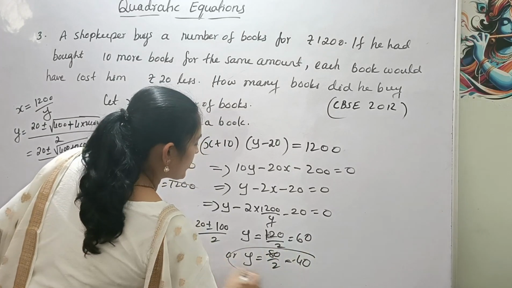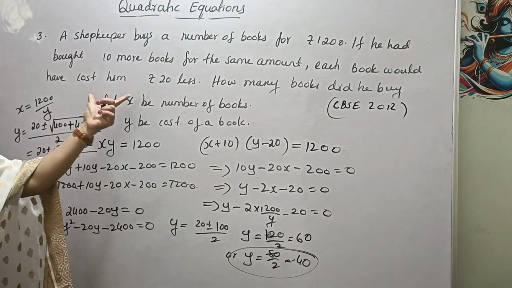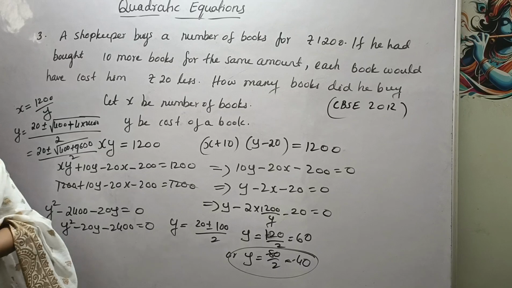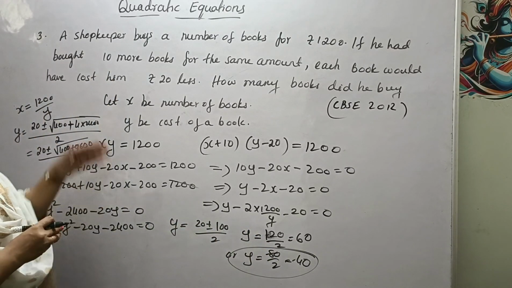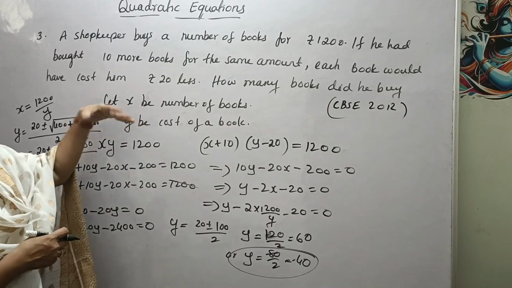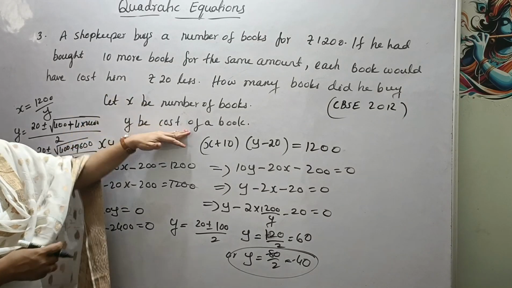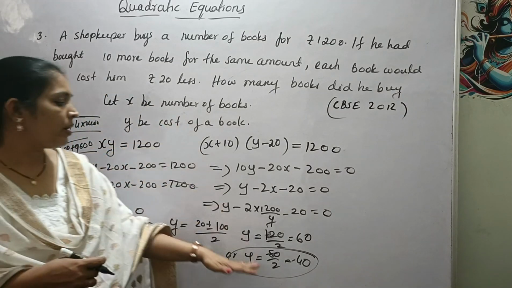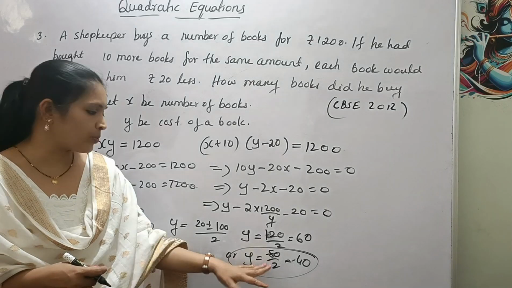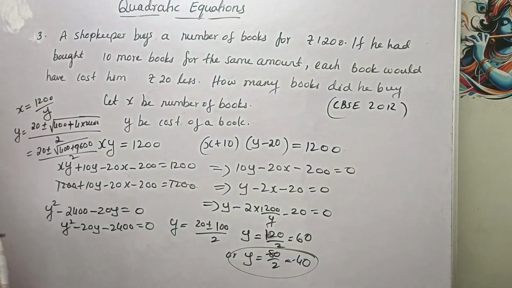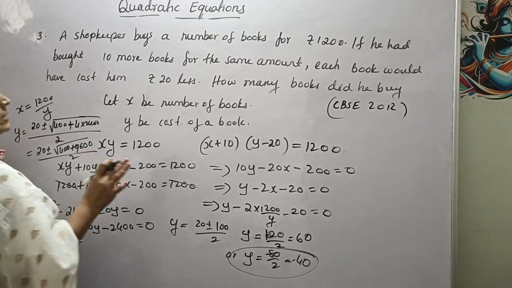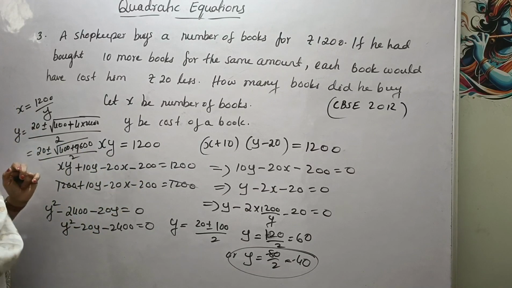Right? So it is not possible, because it is about rupees, money. Here y is equal to minus 40 is not possible, because x is the number of books and y is the cost of a book. Therefore, what is the value of y? y is equal to 60, which means the cost of a book is 60.